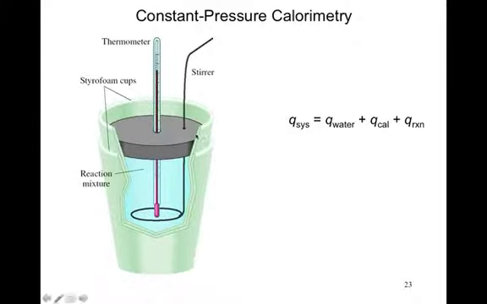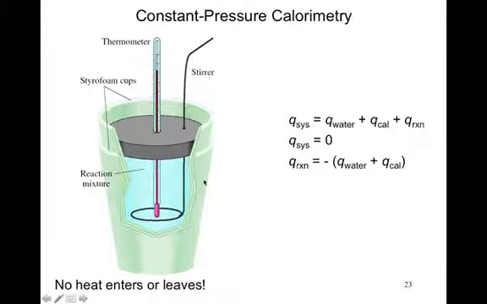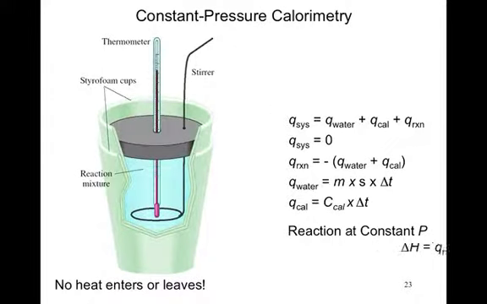So the heat of the system is equal to the heat of the water plus the heat of the calorimeter plus the heat of the reaction. And unfortunately, this isn't going to be the perfect insulator, but 2 styrofoam cups will do a pretty decent job. So we can say Q of our system is pretty close to 0. Q of the reaction is negative Q of the water plus Q of the calorimeter. We can really solve for it pretty much the same way as we did the other one. So we'll be doing that in just a day or two, hopefully.